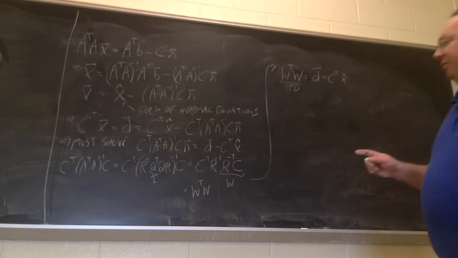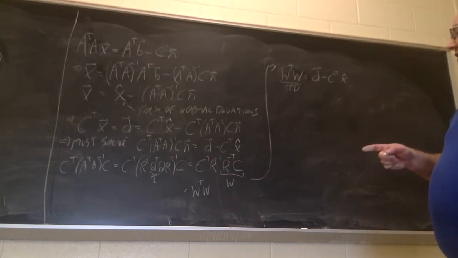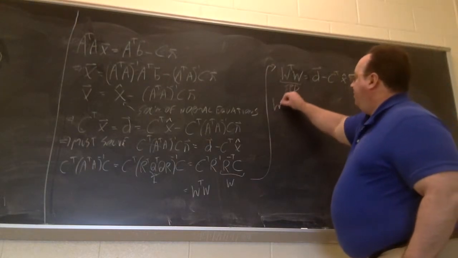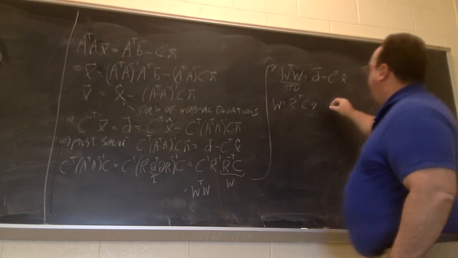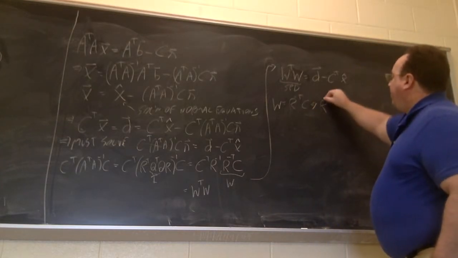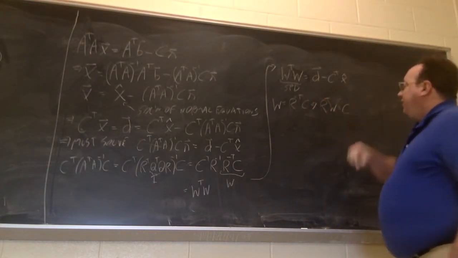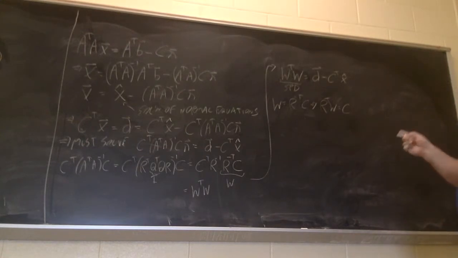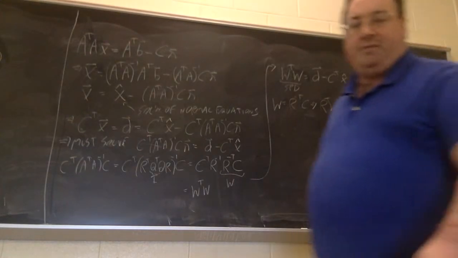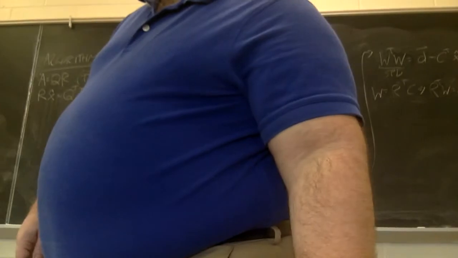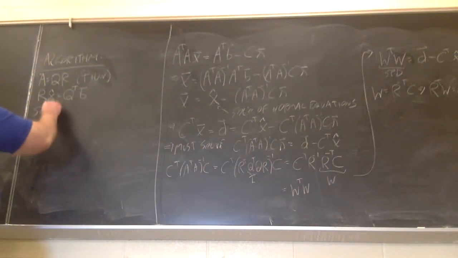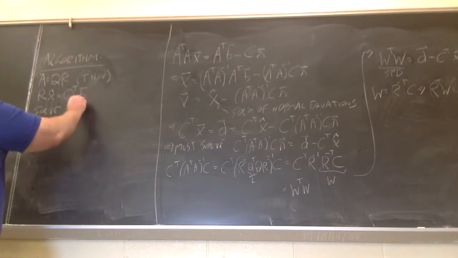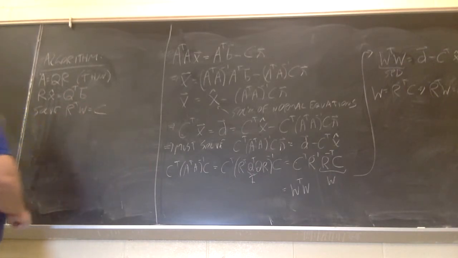So here's what I'm going to do. I need W. So W is equal to R inverse transpose C, which is the same as saying R transpose W is equal to C. In other words, we have to solve that system. So I'm going to write that as the next step in my running algorithm here. Solve R transpose W is equal to C.